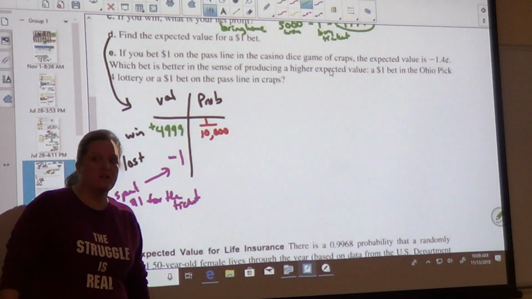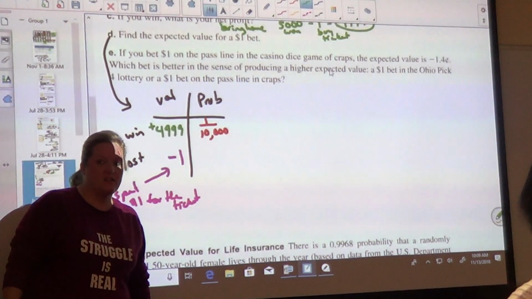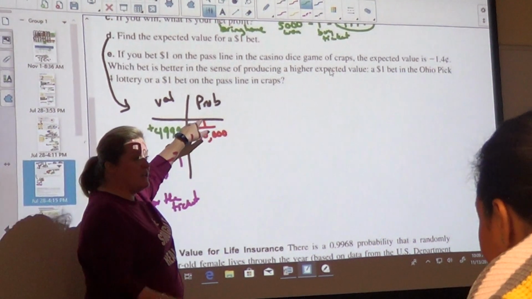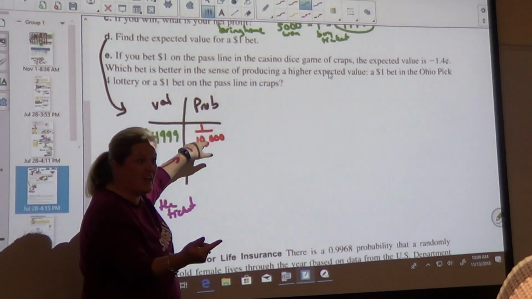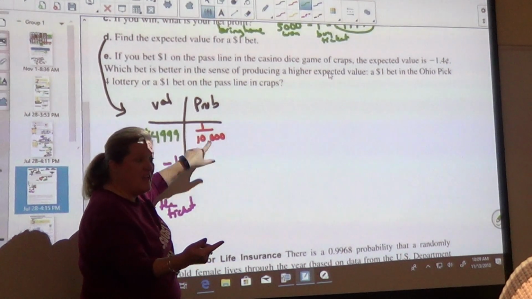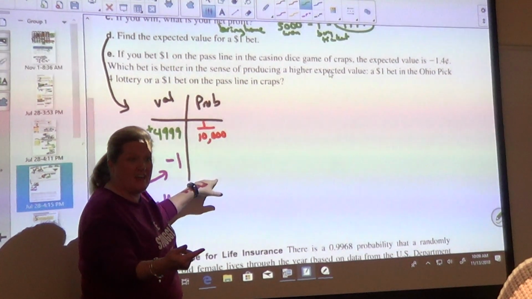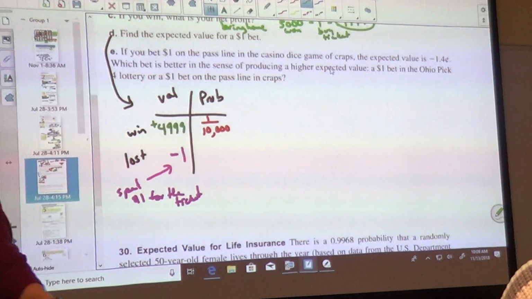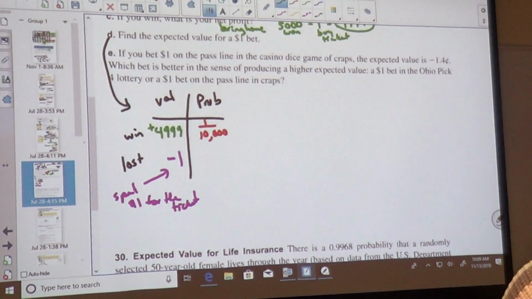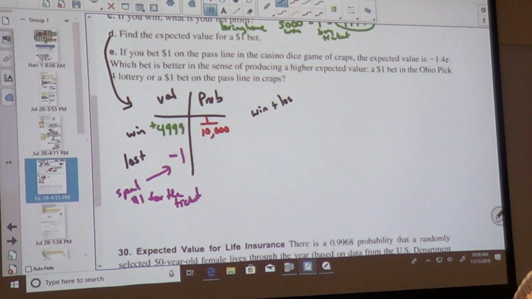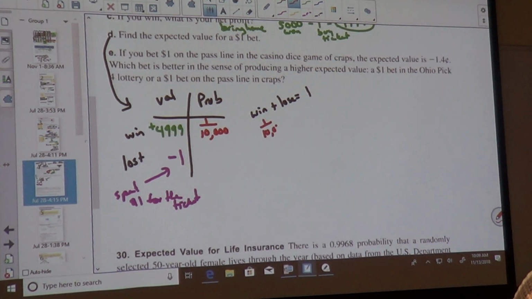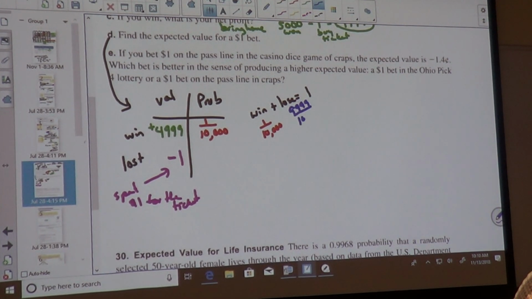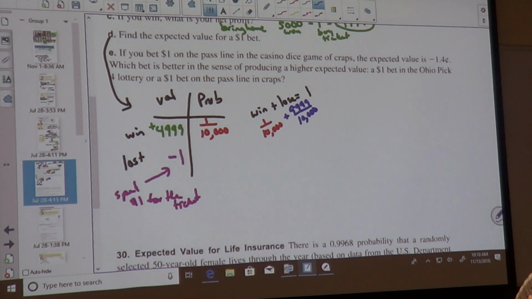Now, what is the probability that you're going to lose $1? 9,999. If you win 1 out of 10,000, you're going to lose the rest of the time. 9,999 out of 10,000. Win plus lose equals 1. So if you win 1 out of 10,000, that means you're going to lose the rest. Y'all with me?